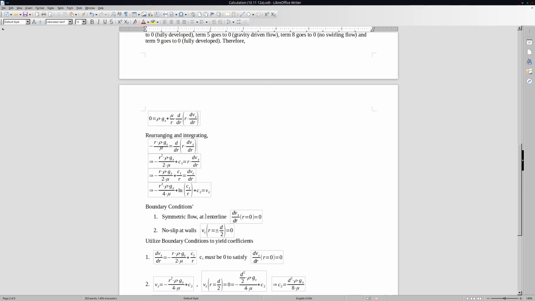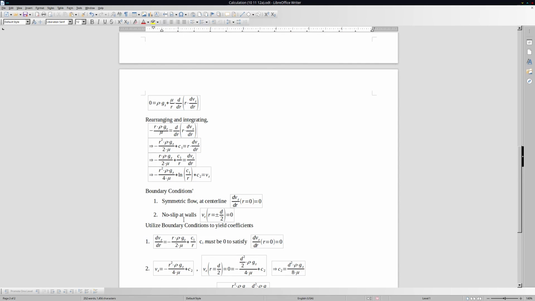We have two boundary conditions. We're going to say it's symmetric flow. So at the center line, the derivative of the z direction velocity with respect to r is going to be 0. It's going to have a flow profile where there's a sort of a flat middle portion if you look at the derivative. Then there's going to be no slip at the wall, so the velocity is going to be 0 at plus or minus half the diameter.